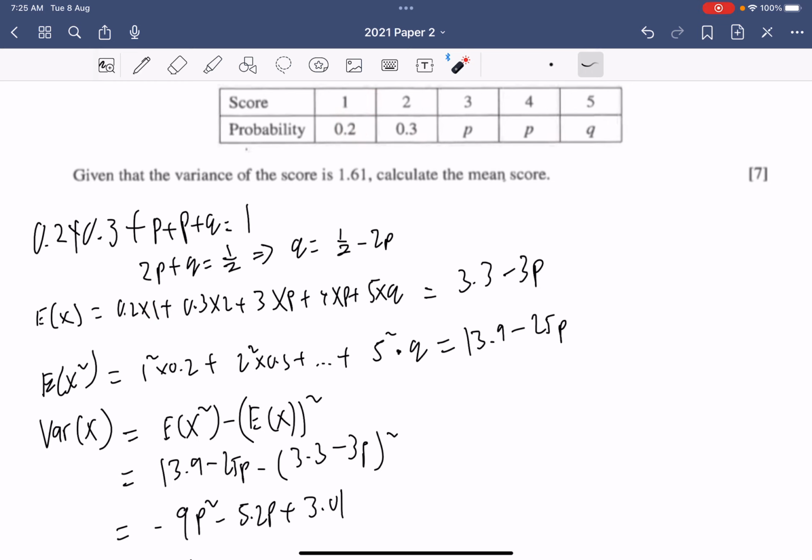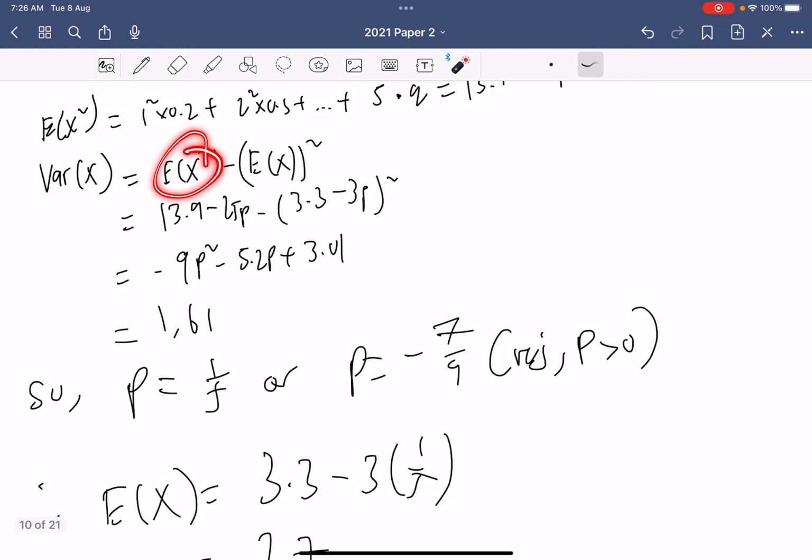And we're able to simplify it when you sub Q back into P. Q over here is a term in terms of half minus 2P, and you get 3.3 minus 3P. Then you also find 3E x squared, which is 13.9 minus 25P. And for variance, you know the formula is EX squared minus EX whole thing squared. So you just get this quadratic formula.